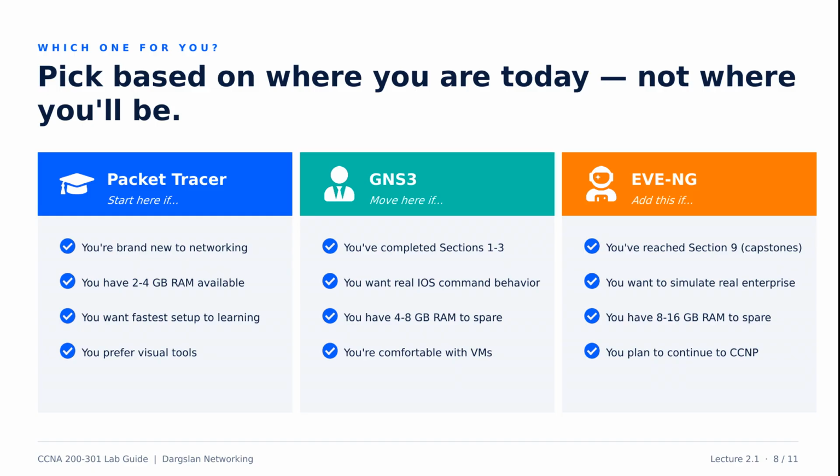So how do you actually choose? Pick based on where you are today, not where you imagine you'll be in 6 months. If you're just starting out with 2 to 4 gigs of RAM and you want to be running labs in the next 10 minutes, Packet Tracer is your answer. Once you've cleared the first 3 sections and you're hungry for real IOS behavior, graduate to GNS3. And only when you hit the capstone labs in Section 9 or you're eyeing CCNP does EVE-NG earn its place on your machine.